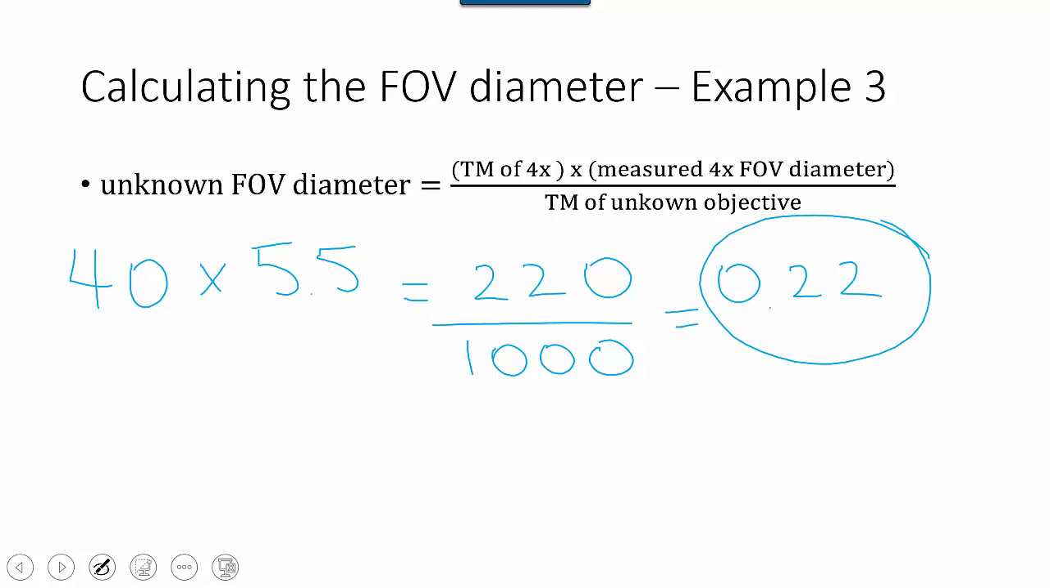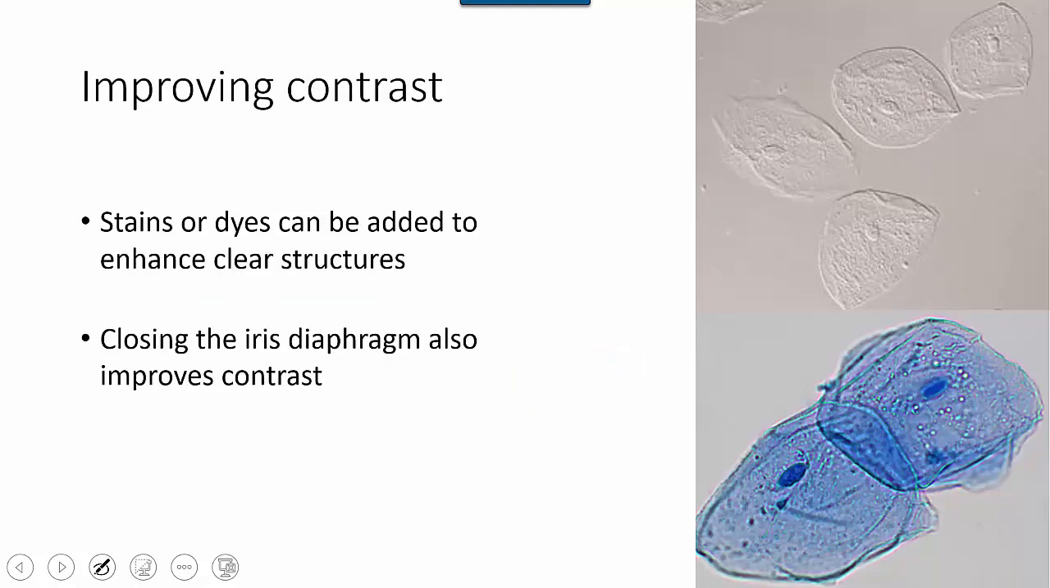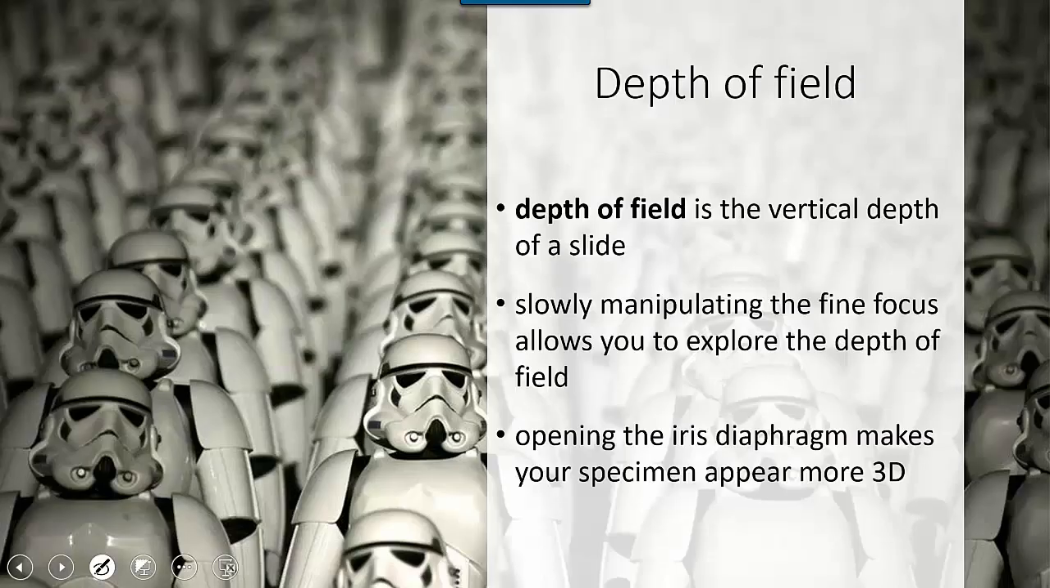Now, let's learn a little bit more detail about microscope technique. I mentioned before that contrast is important to viewing microscopic images. Even with high magnification and good resolution, it can be difficult to see the structures of clear cells against a bright white background. Notice the cheek cells on the top. They almost blend into the background. The cells on the bottom have been stained with a dye called methylene blue to enhance their structures and improve contrast. You can also improve contrast by closing the iris diaphragm on your microscope. Closing the iris diaphragm also affects the depth of field. Depth of field is the vertical depth of a slide.